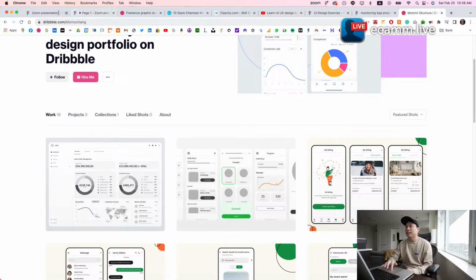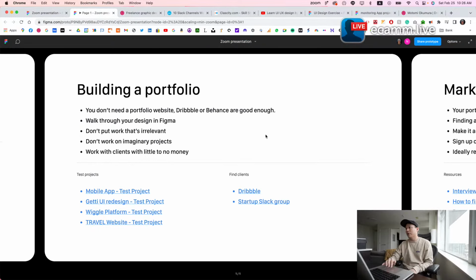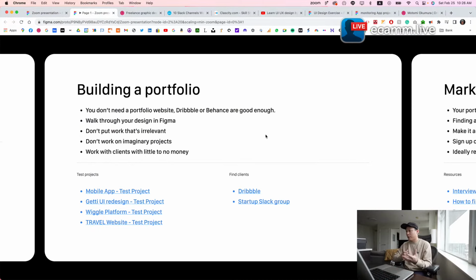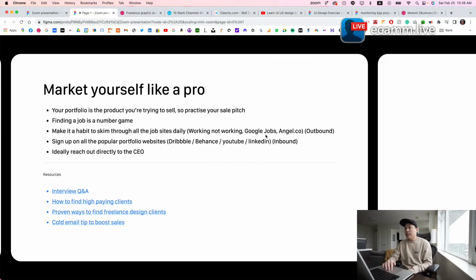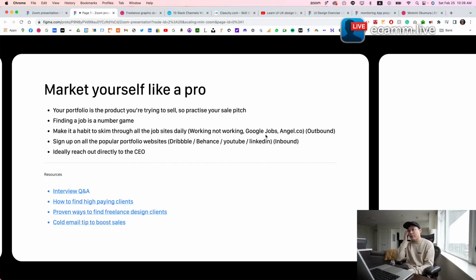So that is basically how I feel you, as a designer, can get yourself a more presentable portfolio. If you have outdated work, that may be a pretty good way to refresh it. So lastly, the last slide I have here is the marketing part. The last part of the whole thing is how can you market yourself like a pro?